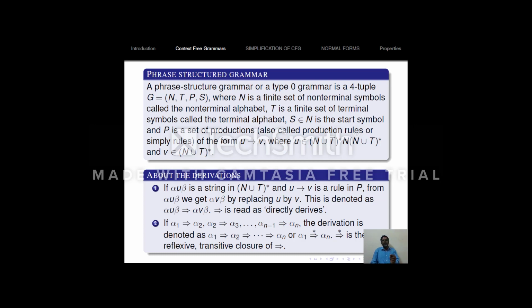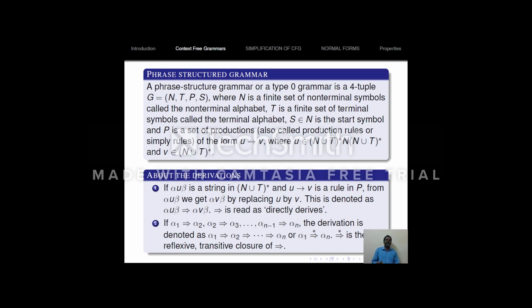So in alpha u beta, u will be replaced using the rule u goes to v, and we get alpha v beta. This is denoted as alpha u beta derives alpha v beta, and this symbol is orally read as directly derives.